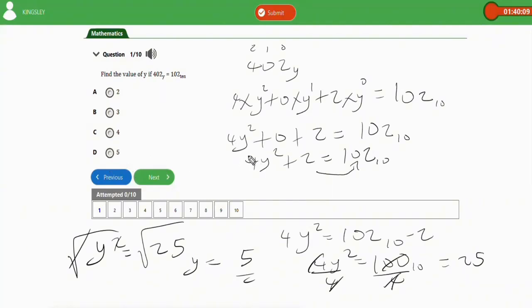So it's as simple as this. When you have this kind of expression, all you have to do is ensure that you put everything in base 10 and solve the question. Alright, so that's it for this question 1. Let's wipe this and go to the next question, which is question number 2.